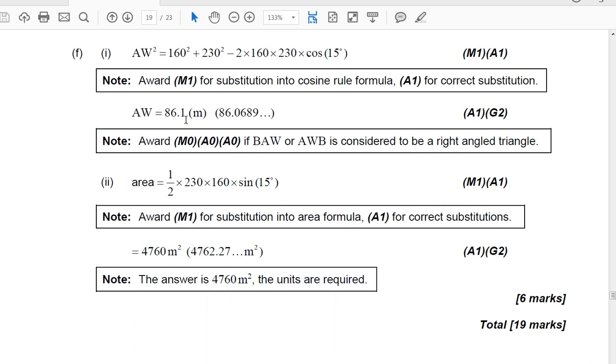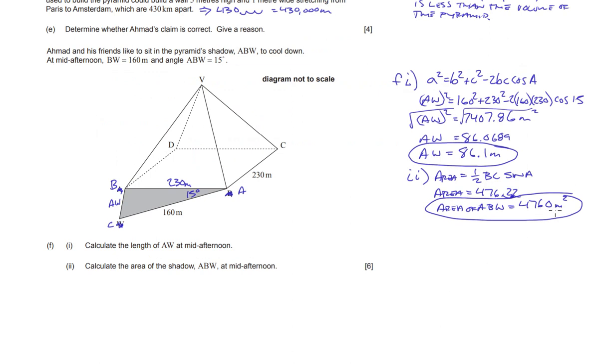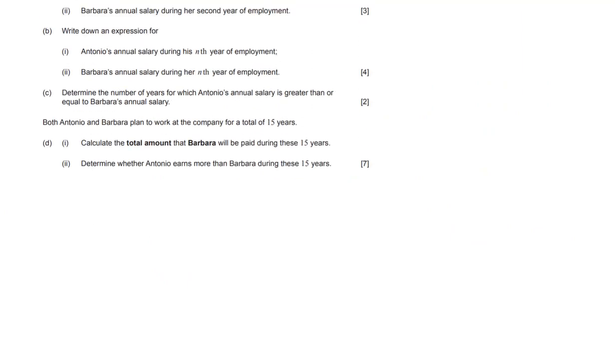Let's see. So there's that. It looks like we're okay. Correct substitution. We're okay. And then the second part, area is 1/2 230 times 160 times sine 15. We did that and got 4760 square meters. And the units are required, which I'm pretty sure we put on there, right? Yep, 4760 square meters. All right, that was kind of a long one. I think that's the longest one on here. You'll probably get at least one that's fairly lengthy. These last two here are not as lengthy. Let's find that. There it is.